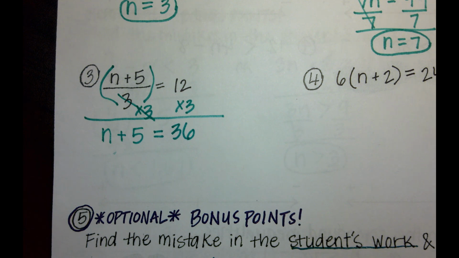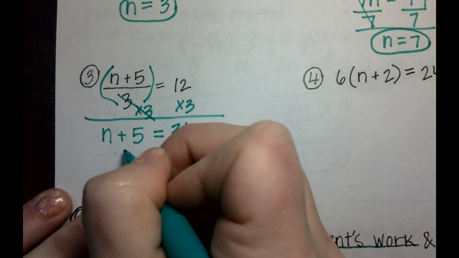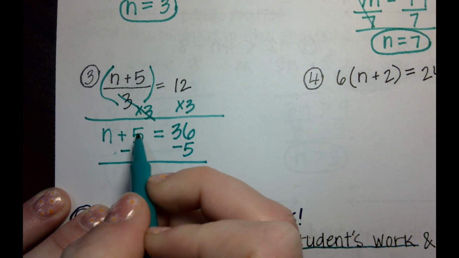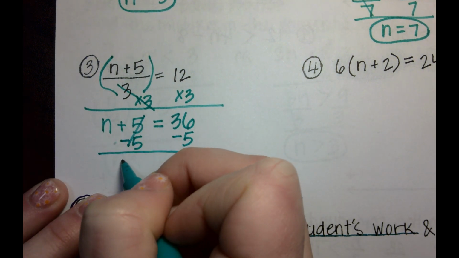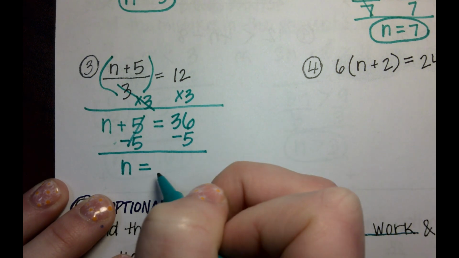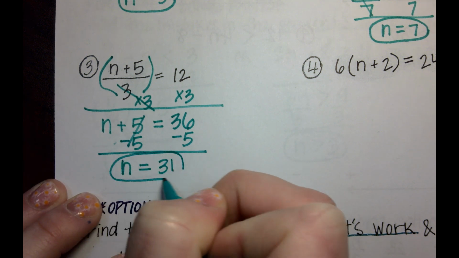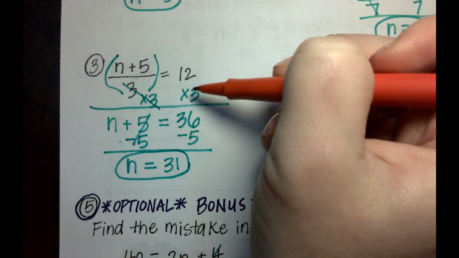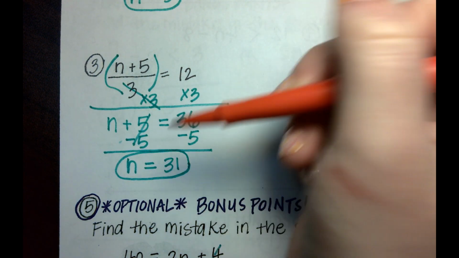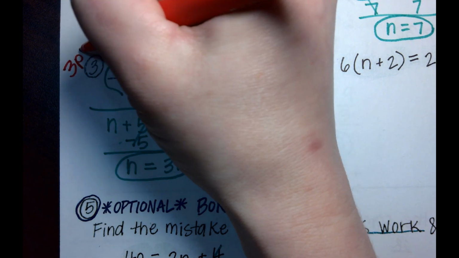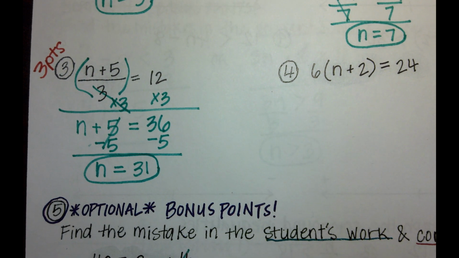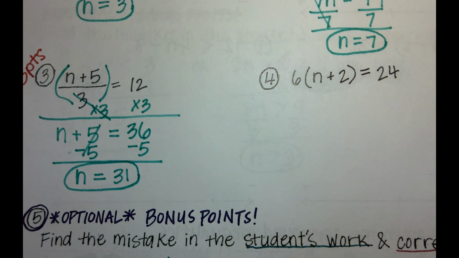What do I do next? Subtract 5 from both sides. Okay, my 5's cancel. I'll be left with n equals what? 31. That is your answer. Very good. Number 3, first we multiply, then we subtract, then we get our answer. That's 3 little steps. This is worth 3 points on your quiz, if you're keeping track. Okay. Let's look at number 4.